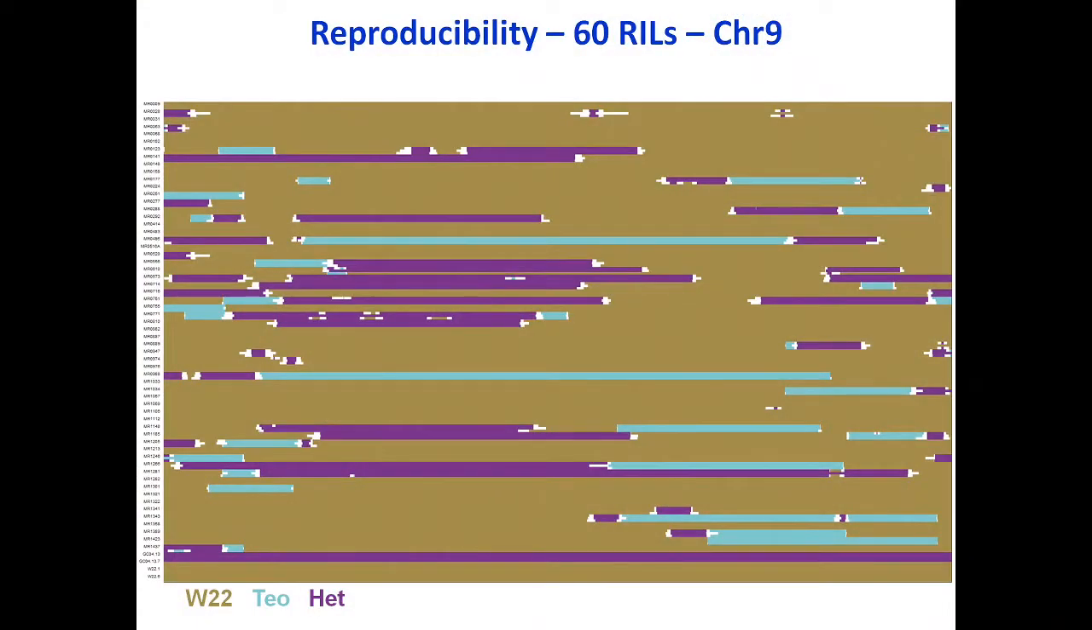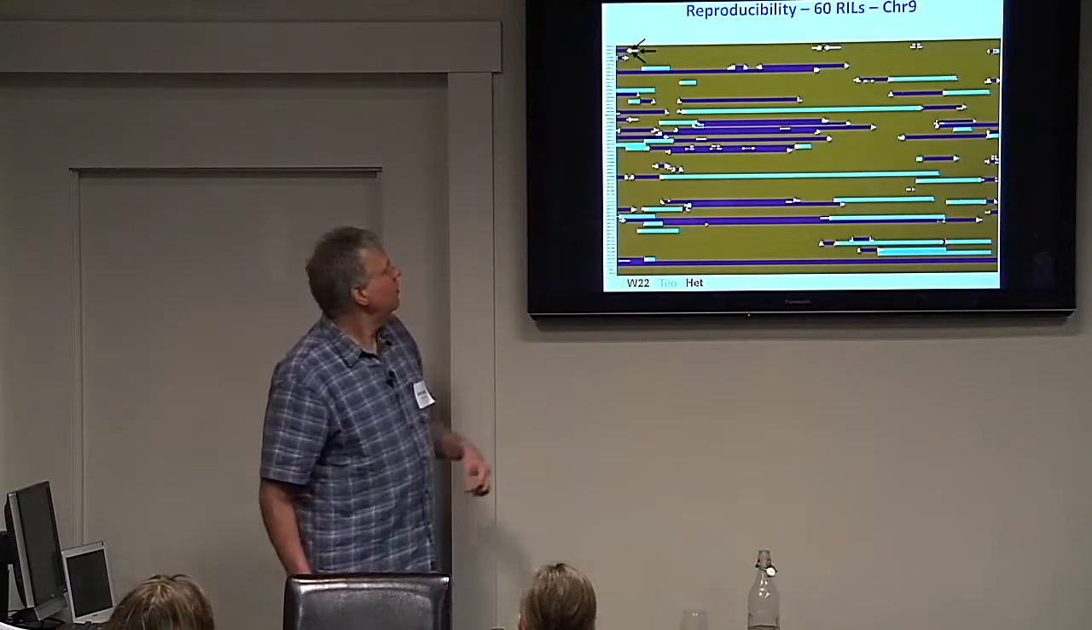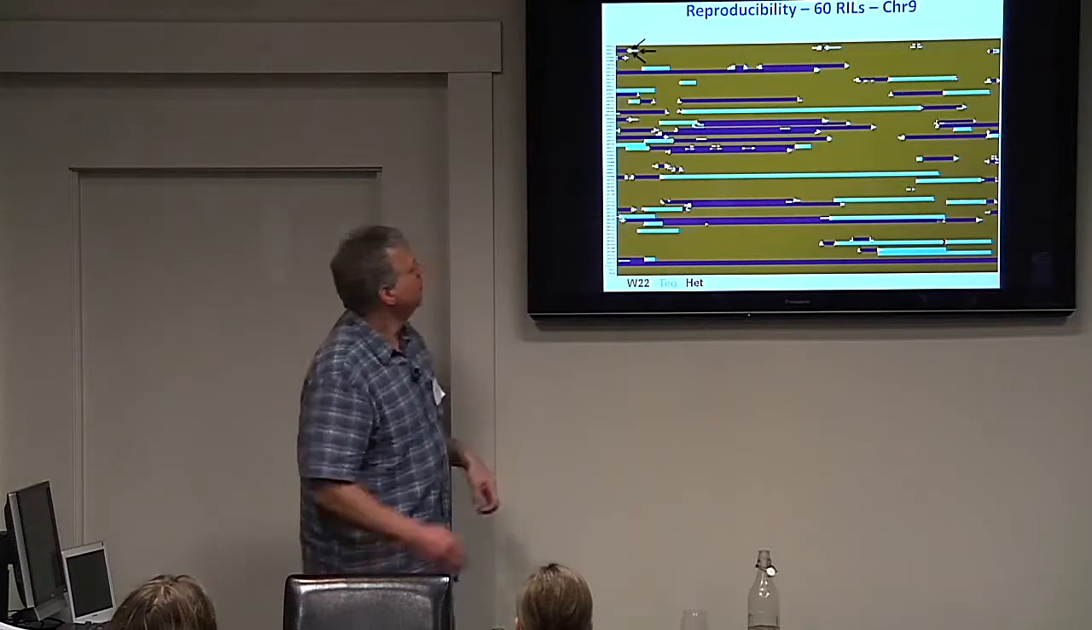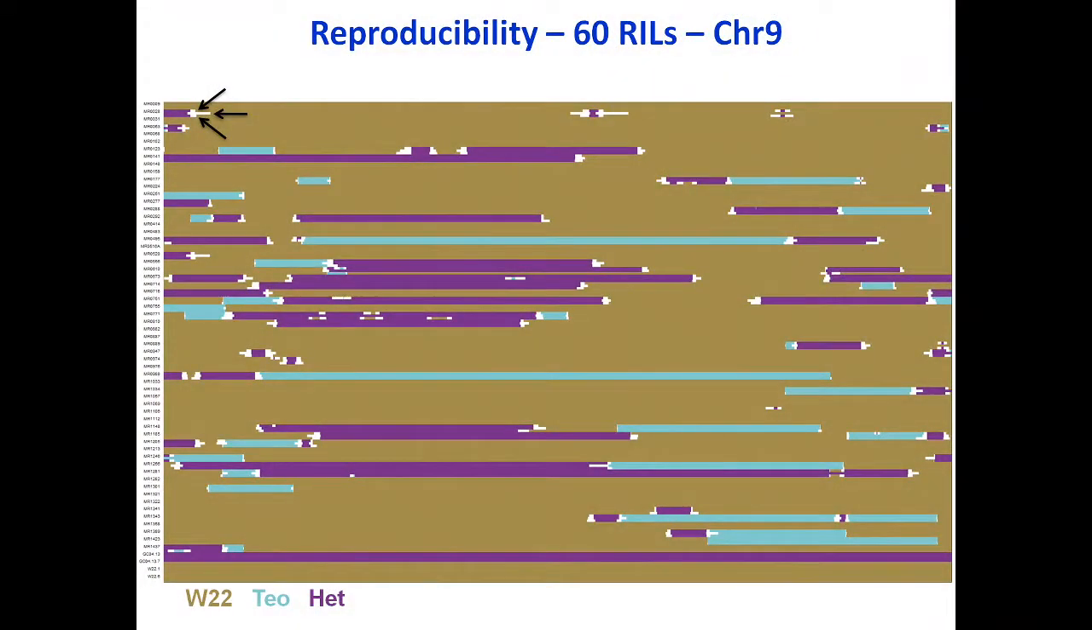These are all in groups of 3, so we got groups of 3 across the 60 RILs. Here's a group of 3 here. One of them is the DNA from seedlings, the middle one. The bottom one is the DNA from leaf tissue, and the top one is the combined data.